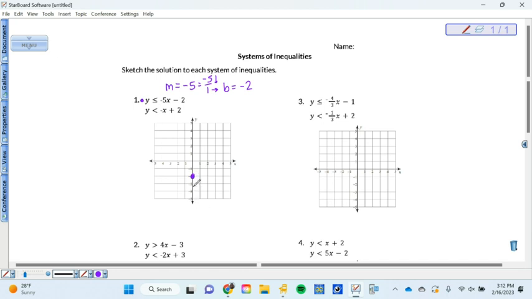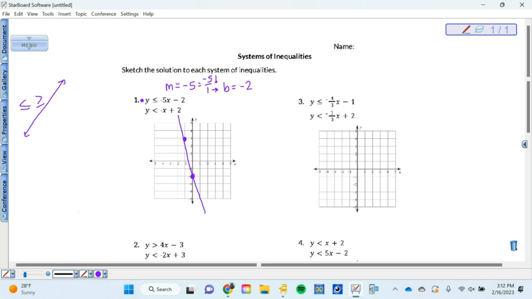try and go down 5 and over 1, but I run out of graph, right? So what do I do? Yeah, I can go up 5 and then to the left 1. Good. That's really good, you guys. Okay, I have a less than or equal to. So does that mean I use a solid line or a dotted line? Solid line. So I just connect those points with a solid line.